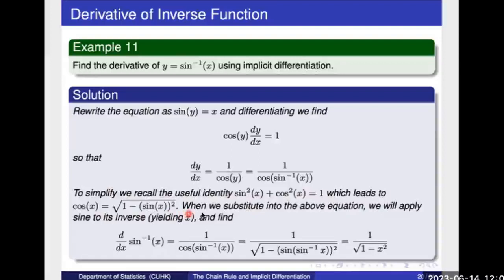When we substitute into the above equation, we will apply sine to its inverse yielding x and find d/dx of sine inverse of x equals 1 over cosine of (sine inverse of x), which is equal to 1 over square root of [1 minus (sine of sine inverse of x) squared], which is equal to 1 over square root of [1 minus x squared].